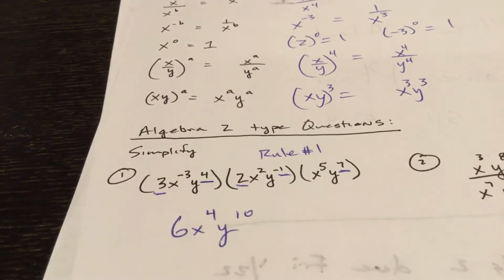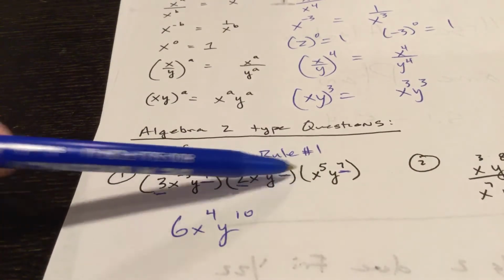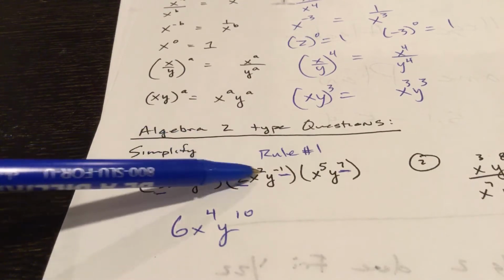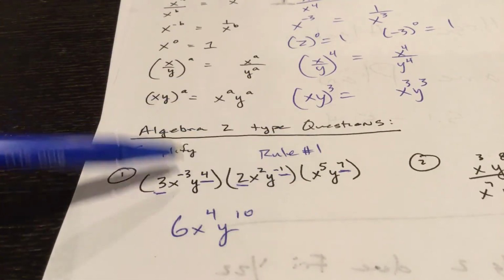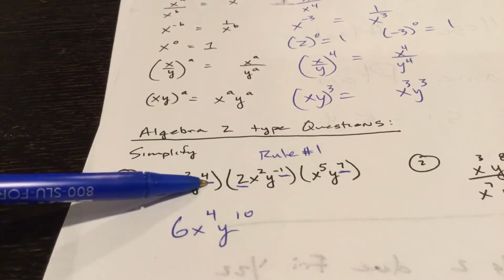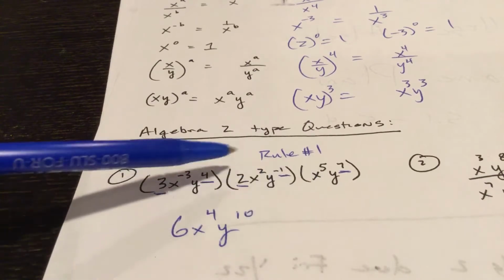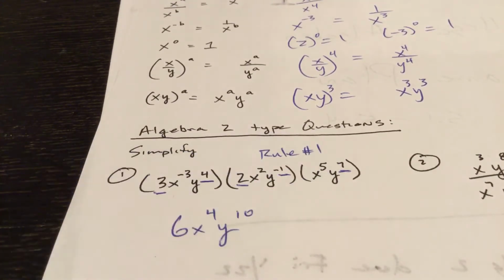So I just multiply the coefficients: 3 times 2 times 1 gives me 6. I add the exponents: x to the negative 3 plus 2 plus 5. 2 plus 5 is 7, minus 3 is 4. Y to the fourth times y to the negative first times y to the seventh: add the exponents, 4 plus a negative 1 plus 7 is y to the 10th. That is rule number 1.